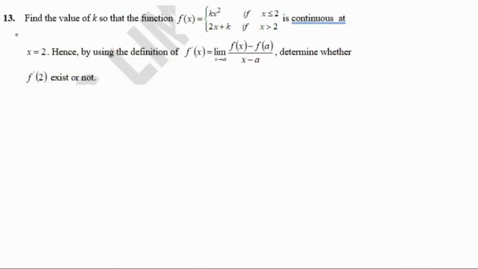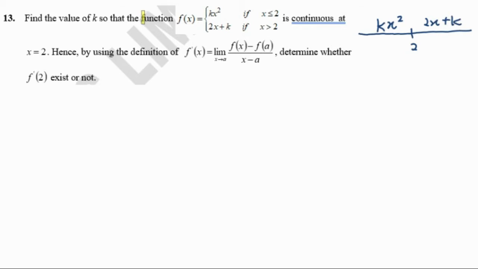Hi everyone. Now we are going to discuss question 13. Find the value of k such that this piecewise function is continuous at x equals 2. For this piecewise function, we represent it in intervals: where x is less than 2 it is kx squared, and where x is more than 2 it is 2x plus k.